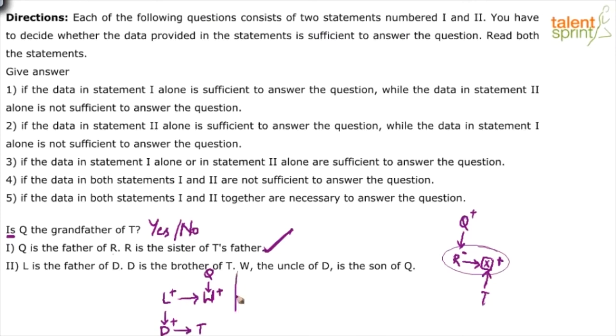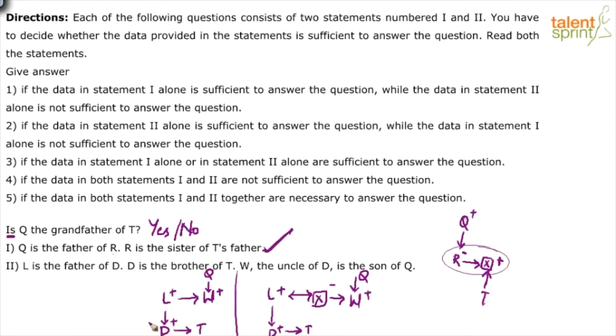The other possibility is that L is the father of D, right? Then D is the brother of T. W, the uncle of D. Uncle of D can be what? Uncle of D means it can also be that W is the brother of D's mother. So let's assume this is D's mother and W is the brother. And W is the son of Q.